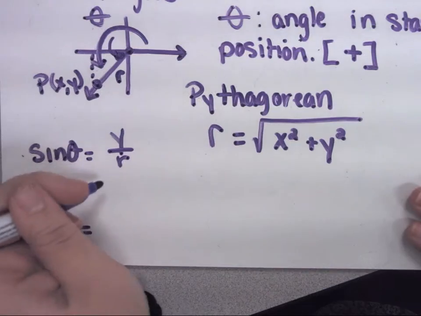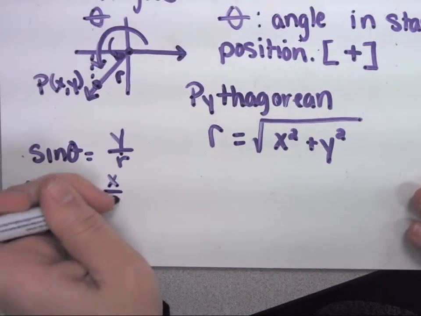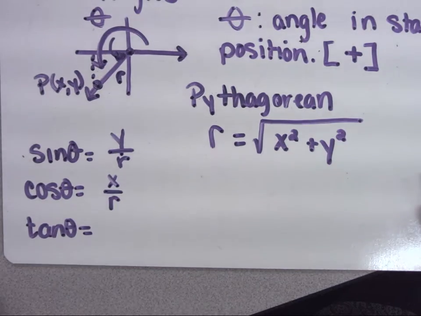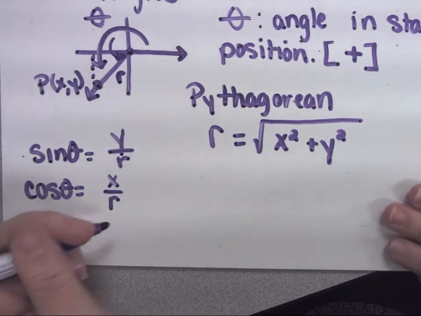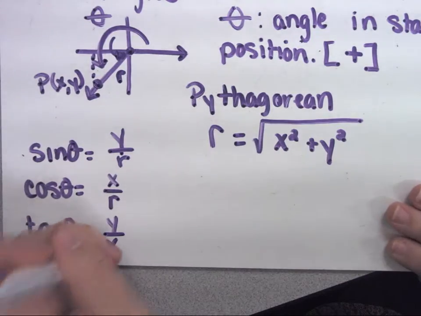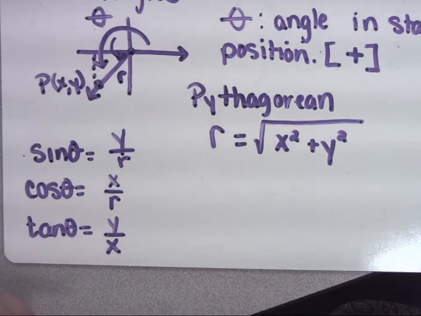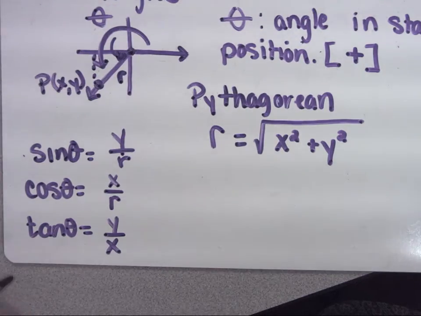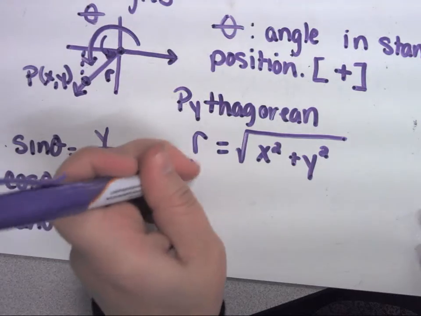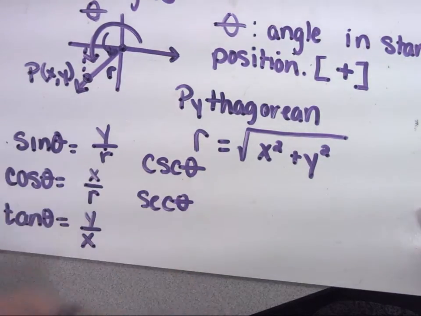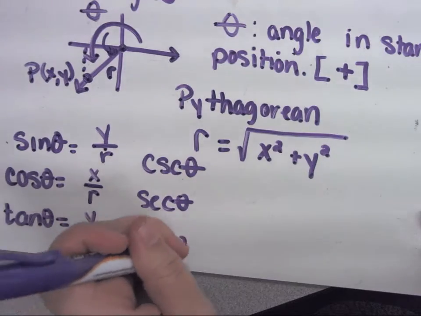Okay. Cosine is x over r. And then, can you guess what tangent's going to be? Correct, it is y over x. And then we have three other trig functions that are basically the inverses of these three trig functions. What are they? CSC, which is called cosecant, then secant, then cotangent.